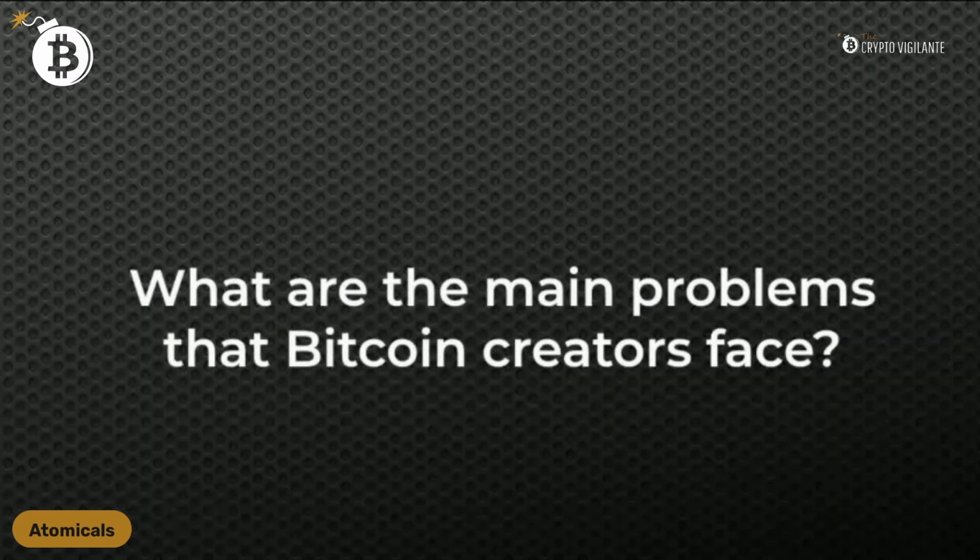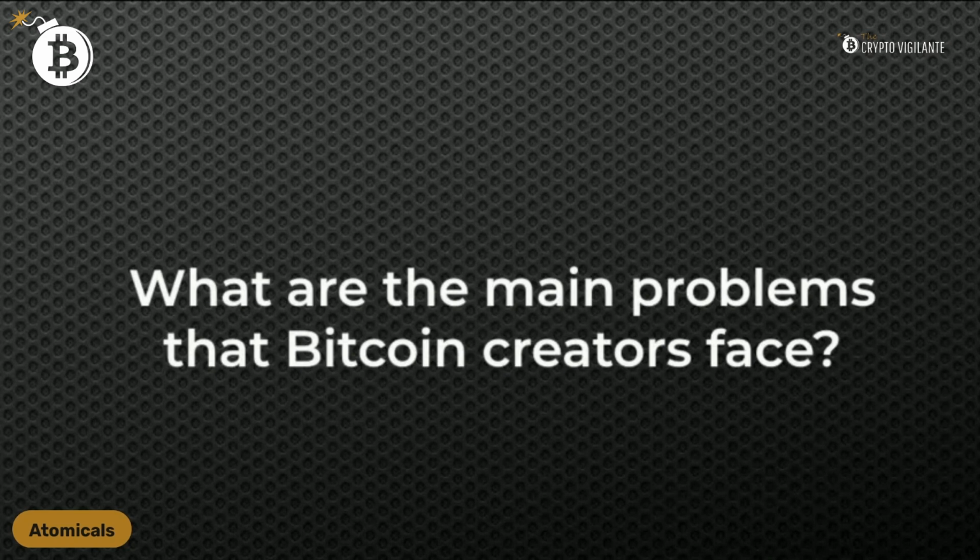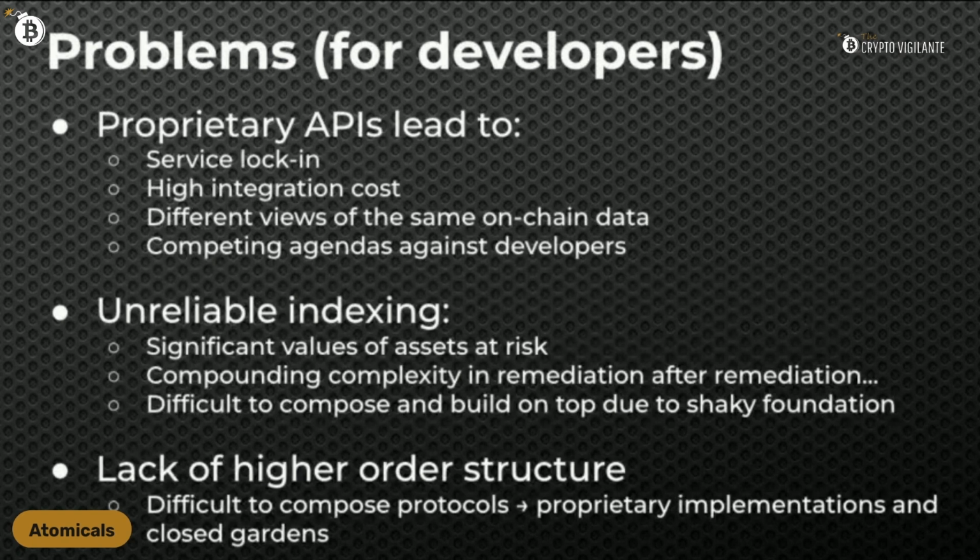First, I'd like to talk about the main problems that Bitcoin creators face, to really understand what we're trying to do here. I'm going to go quick because we have so many slides and so many things to cover, and I want to leave enough time for questions at the end. The main problems are proprietary APIs, which lead to vendor lock-in and over-reliance on proprietary APIs. It costs a lot for developers, and there are different views of on-chain data. This causes significant problems for developers who want to innovate, because they're trying to decide what APIs to use, and they're all different in their own little ways.